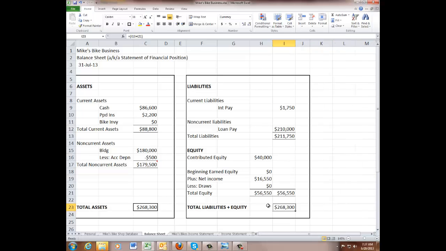This concludes our Lesson 4, Preparing the Balance Sheet for Mike's Bikes. In Lesson 5, we'll complete his next financial statement called the Statement of Cash Flows.